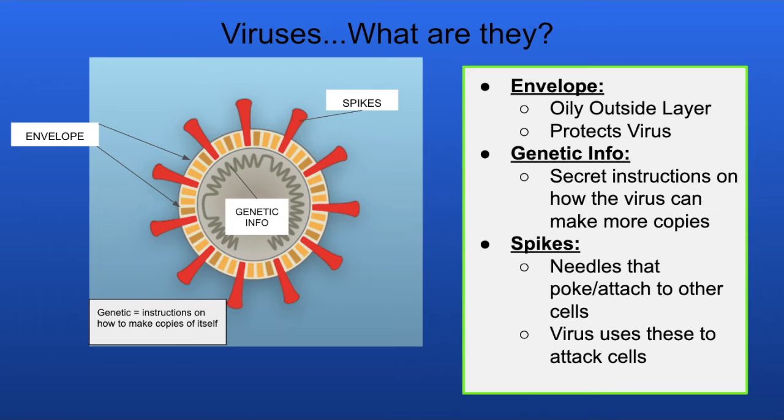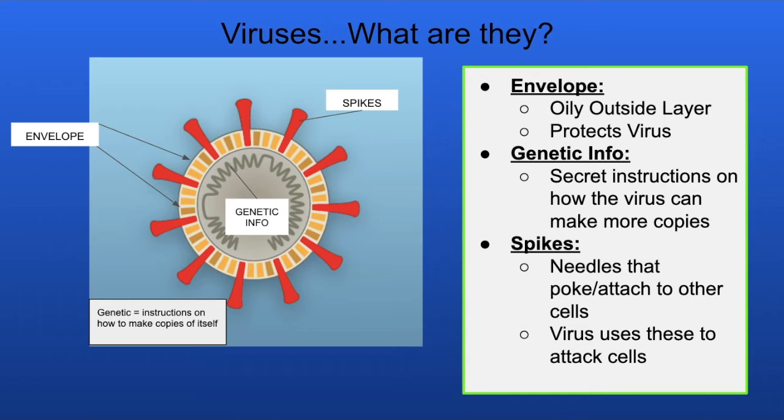Let's start with the envelope. The envelope is a really oily outside layer that protects the virus. The envelope is why soap is so great at making sure it's off your hands, and why people say wash your hands so much during this time: soap grabs onto oil, grabs onto water, and it pulls it off your hand. So that's why the envelope protects the virus from everything almost, except soap.